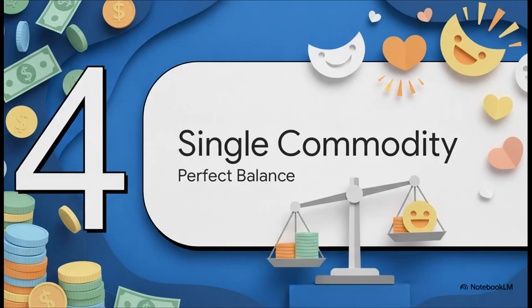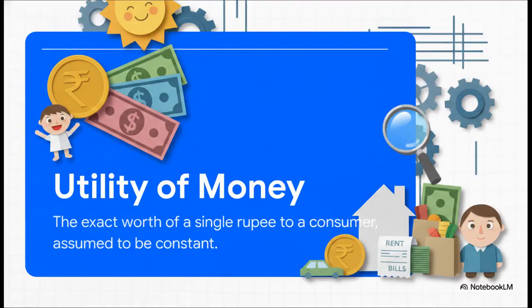Section 4. Single commodity consumer equilibrium. Now that we know how satisfaction works in a vacuum, let's introduce the ultimate real-world constraint: money. How does a consumer find the perfect balance to maximize their joy without going completely broke? Well, before we can solve that, we need to understand how we value cash. This is the marginal utility of money.